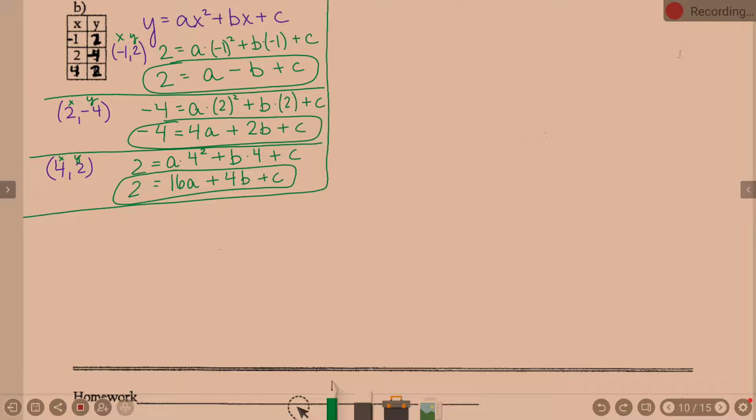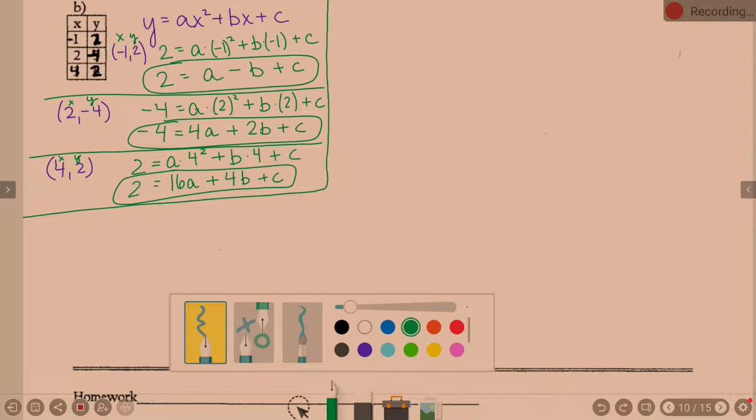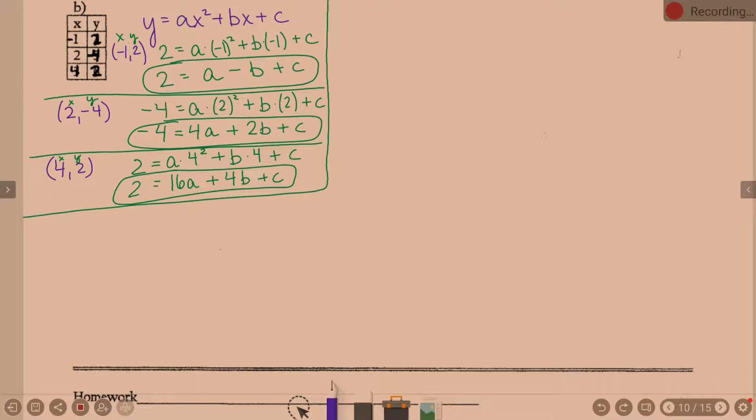And I don't know, are some of you to the point where you're not writing out all the pieces there? It's possible. Just be careful. So I'm going to rewrite these as equations 1, 2, and 3 and kind of flip them around here. So equation 1 is A minus B plus C equals 2.